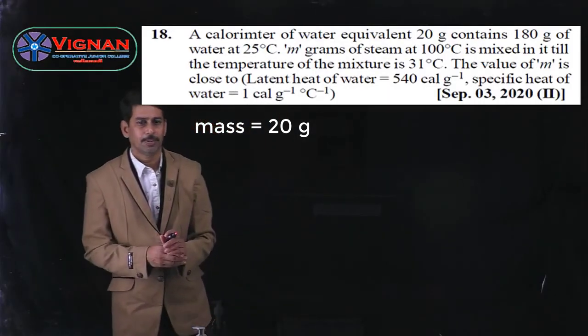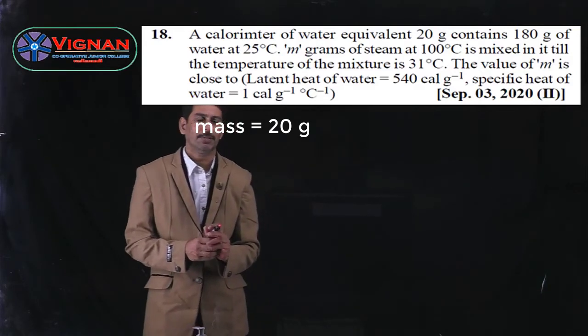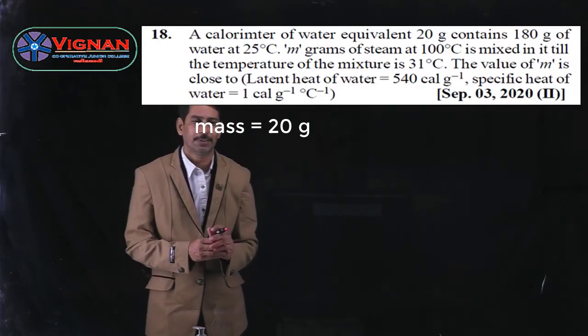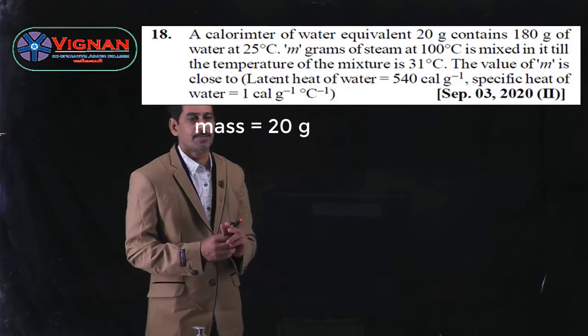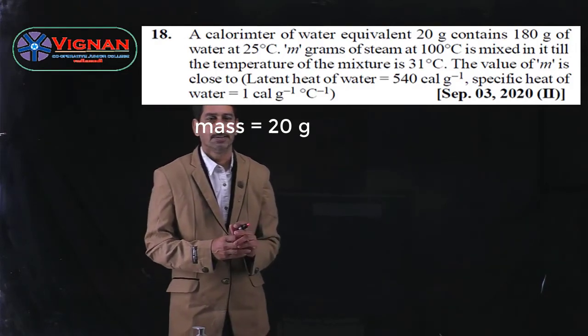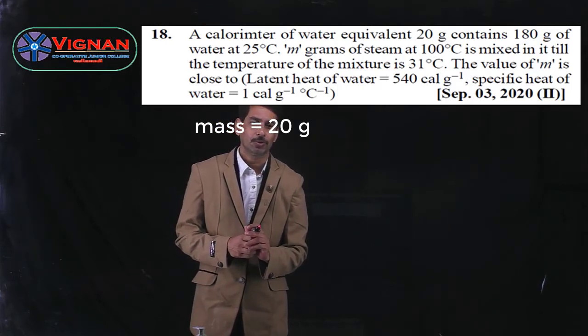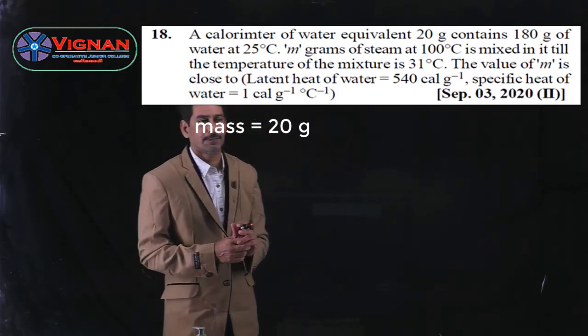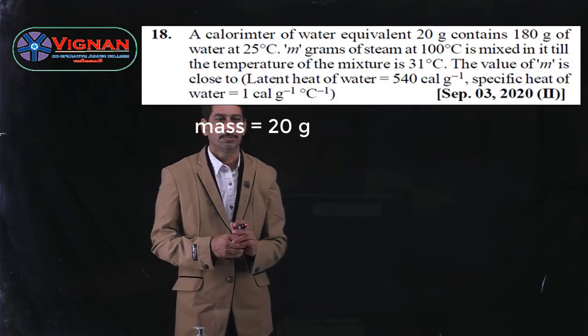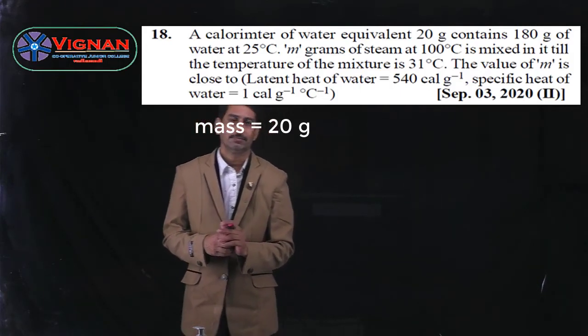So the next problem: a calorimeter of water equivalent 20 gram contains 180 gram of water at 25 degrees centigrade. M grams of steam at 100 degrees centigrade is mixed till the temperature of the mixture is 31. The value of M is close to. The latent heat of steam is given as 540 and specific heat of water is given as 1.